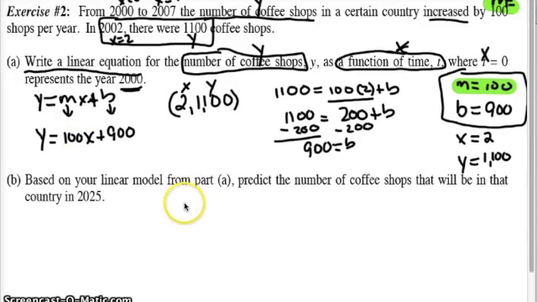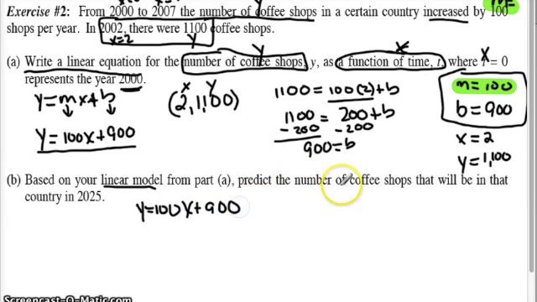Part B. Based on your linear model from Part A, predict the number of coffee shops that will be in the country in 2025. Okay, linear model is just your equation that you wrote. Our linear model is y equals 100x plus 900. It's asking us to predict the number of coffee shops, that's y, in the year 2025. That's x equals 25.